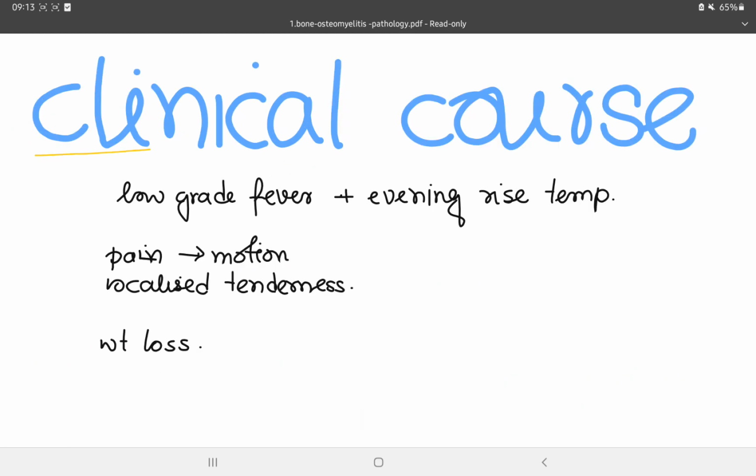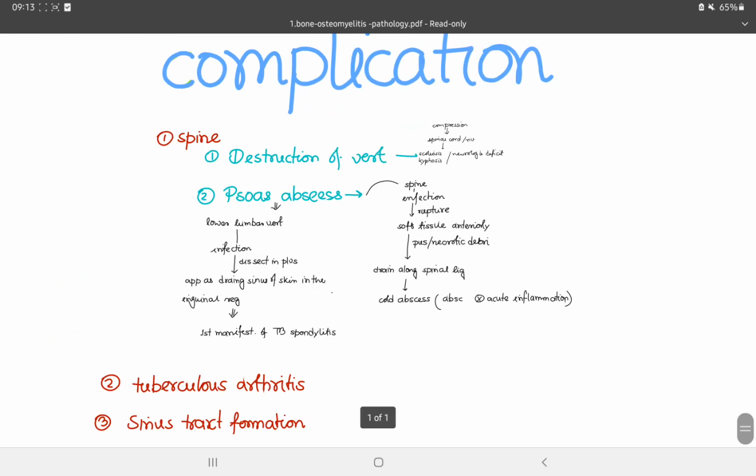Clinical course of tuberculous osteomyelitis. There is low-grade fever with an evening rise in temperature. There is pain on motion of the joints. There is localized tenderness and there is weight loss. Complications: when it attacks the spine, it causes destruction of the vertebra. There is psoas abscess formation.